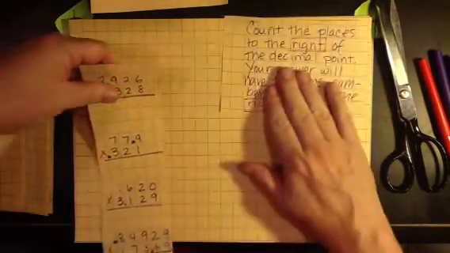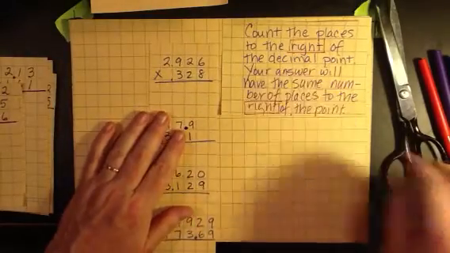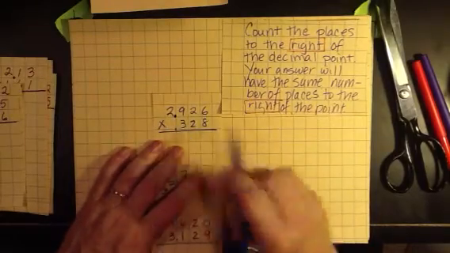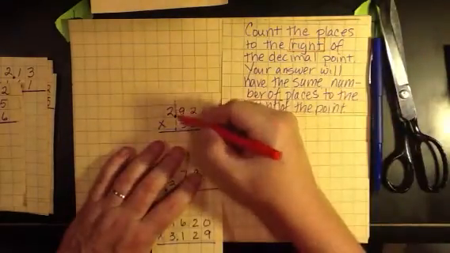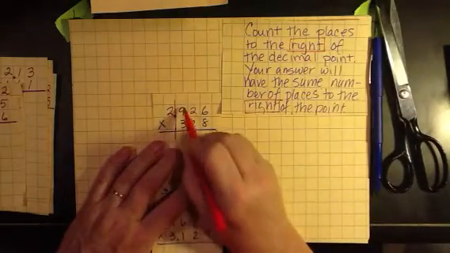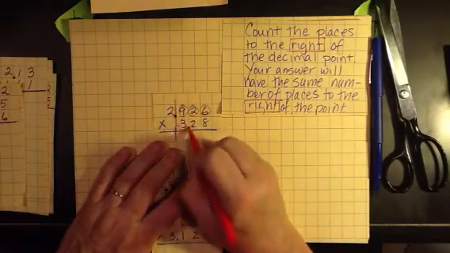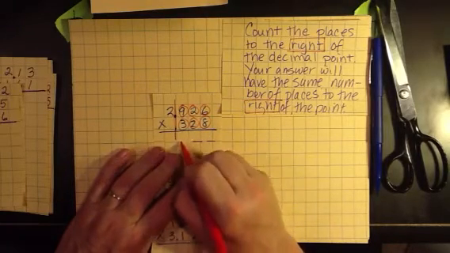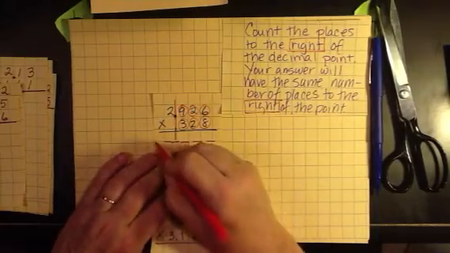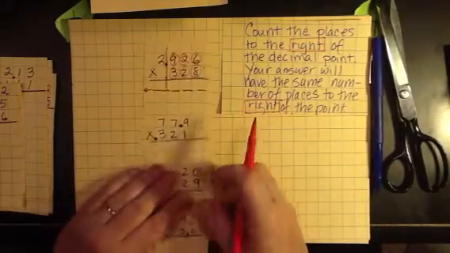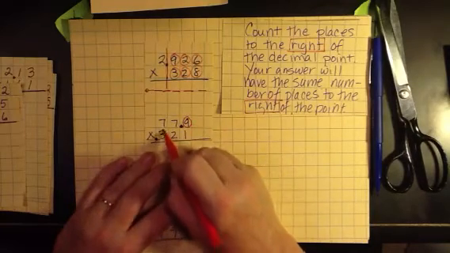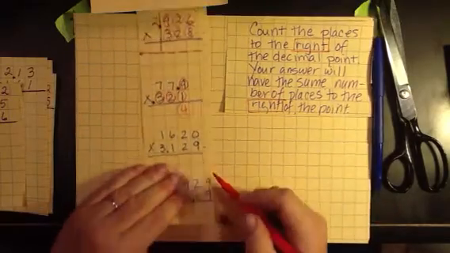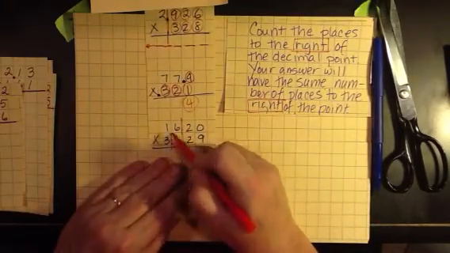So as an example, I'm not even going to make you do the math, but we can take a look at these problems. Here I have, to the right of the decimal point, 1, 2, 3, 4, 5, 6. So my answer will have 6 decimal places to the right of the decimal point. Here there's 1, 2, 3, 4. It'll have 4 places.